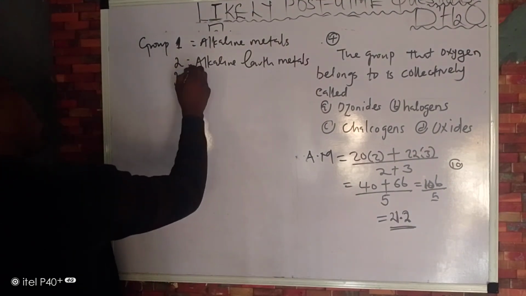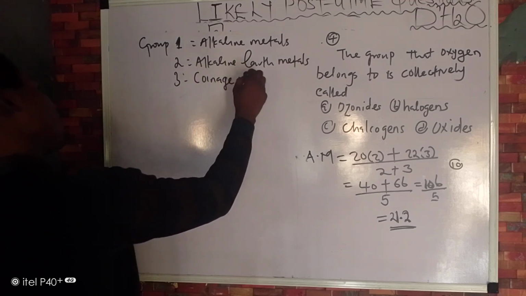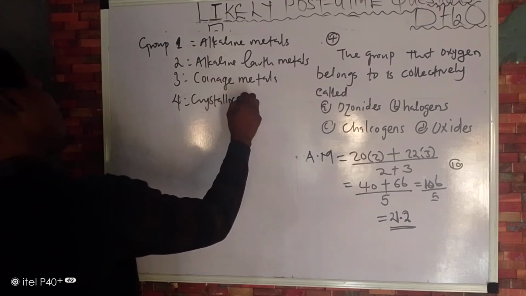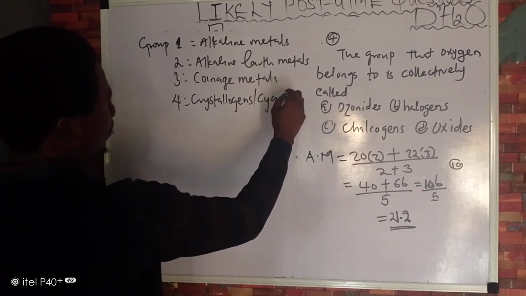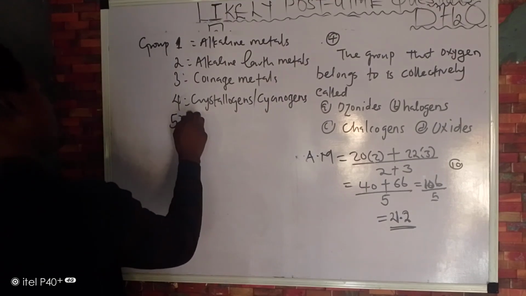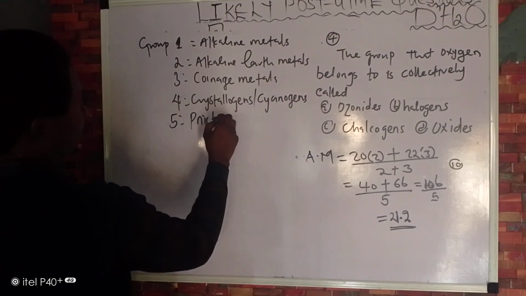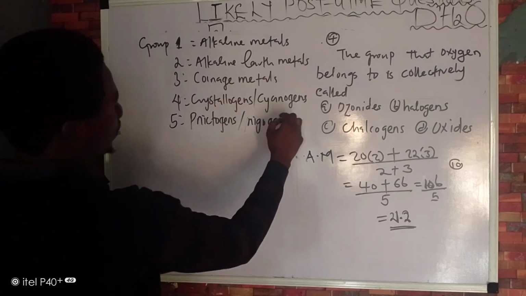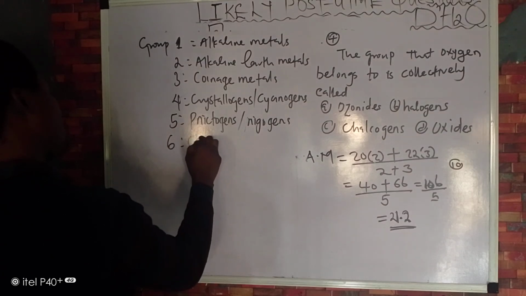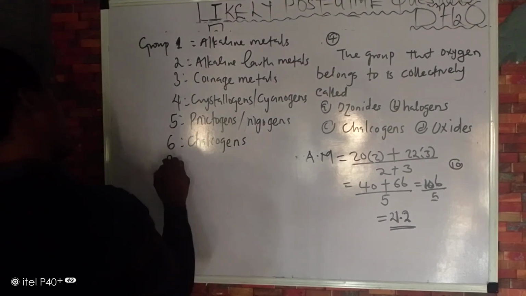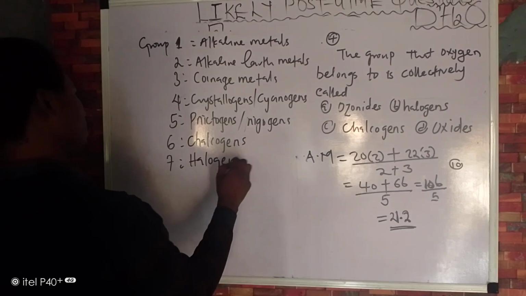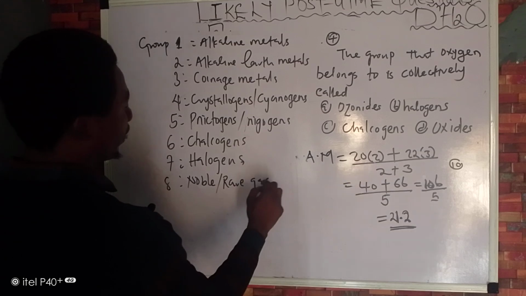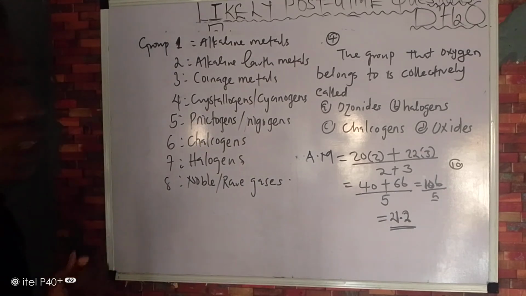Group 3 is called coinage metals. Group 4 is called crystallogens or cyanogens. Group 5 is called pnictogens or nigogens. Group 6 is called chalcogens. Group 7 is called halogens. Group 8 is called noble or rare gases. Don't forget that. These are the names given to the groups in the periodic table.